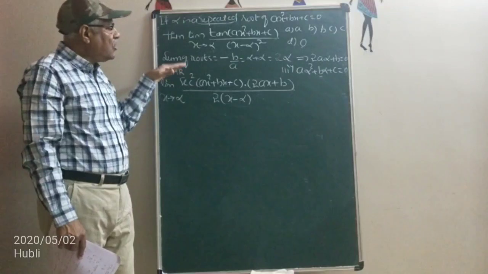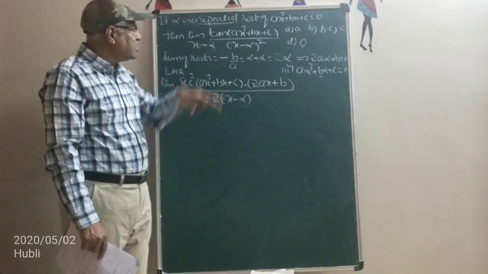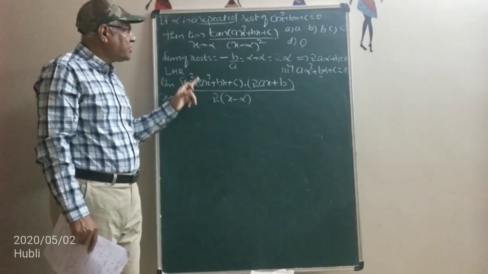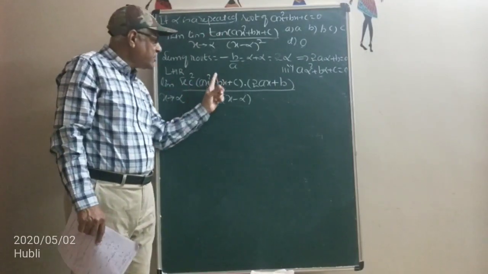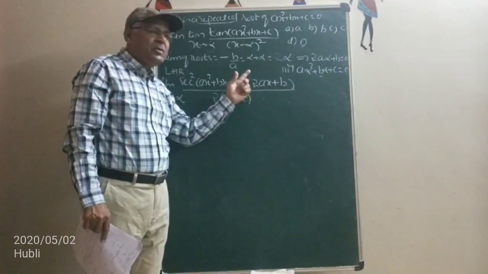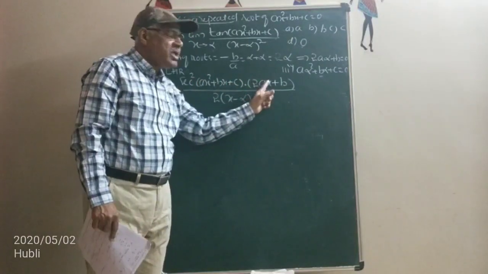Means derivative, most of the derivatives under the composite function. Now derivative of tan(ax² + bx + c) is what? Derivative of tan is sec²(ax² + bx + c) into derivative of ax² + bx + c, which means 2ax + b.